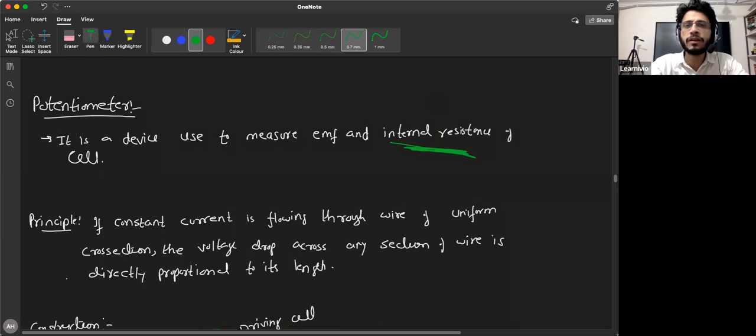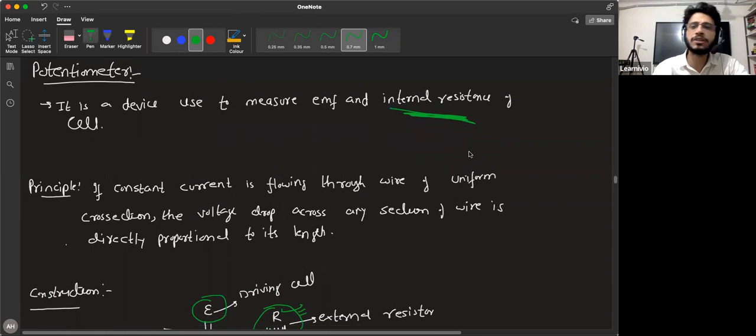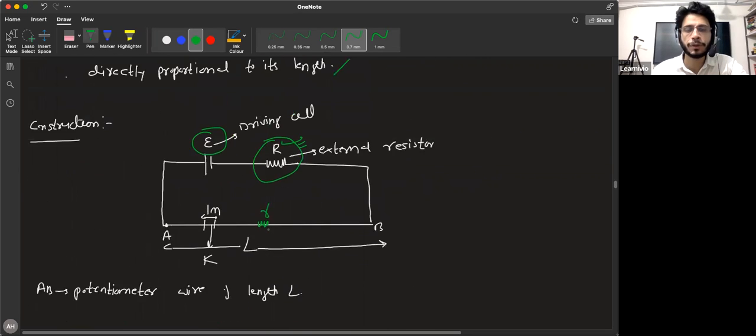By the way, what is internal resistance, Yashika? Sir, it is the resistance offered by the cell. Offered by the cell. And who offers that resistance in a cell? Sir, the electrolyte. Yeah, electrolytic solution and the electrodes of the cell. The principle of potentiometer, I will explain when we do some theory work. Otherwise, I can't explain the principle at this stage. We'll do the principle of potentiometer in the next slide.